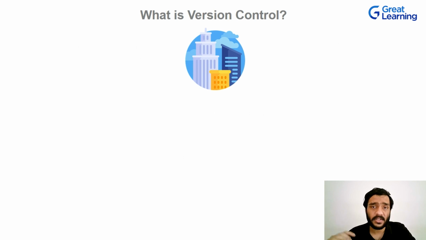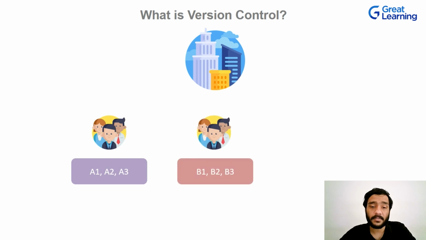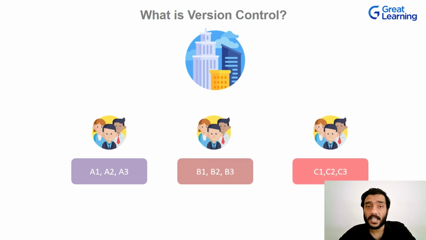Here, let's say that this is a company that is as big as Amazon, but let's not name it. It's a generic company. And this generic company has generic team A, generic team B, generic team C. And all of these teams have different projects in their hand. Team A has A1, A2, A3. Team B has similarly B1, B2, B3. And C has C1, C2, C3.